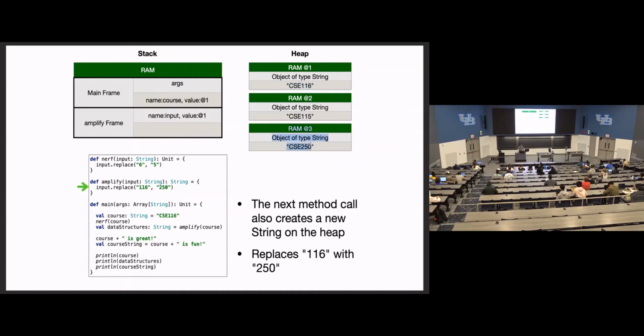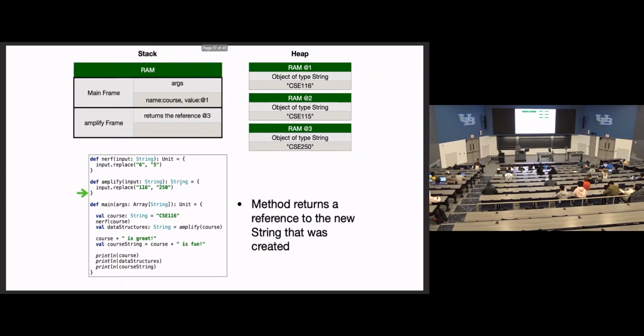We're going to create a new string, replacing 116 with 250. The replace method returns a new string with the change applied. It does not modify the input, the original string. It does not modify this string. It creates a new string with the change applied and returns it. This method actually does have a return type, so it's actually going to return that string. So the stack frame is going to be destroyed. Return this reference at 3, which is this object here.